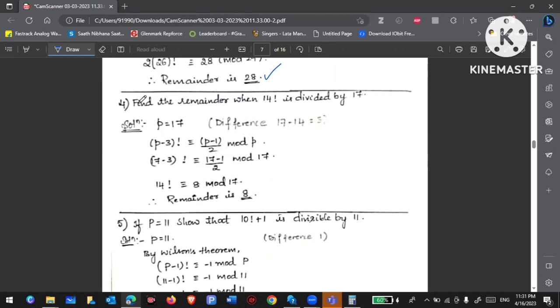Let us see the fourth problem. Find the remainder when 14 factorial is divided by 17. Now the difference between 17 and 14 is 3. So we'll make use of the third formula: (P minus 3) factorial congruent to (P minus 1) by 2 mod P. P value we know, that is 17, minus 3 gives us 14 factorial. Here P is 17, minus 1 is 16. 16 divided by 2 is 8, mod 17. Therefore, the remainder is 8. Similarly, you try to solve this problem.